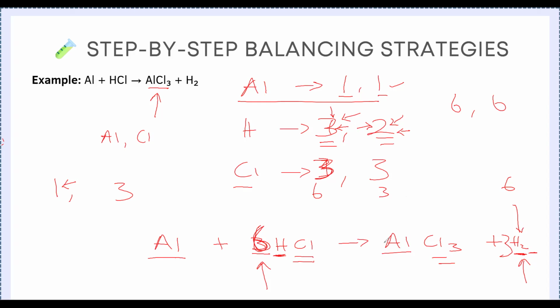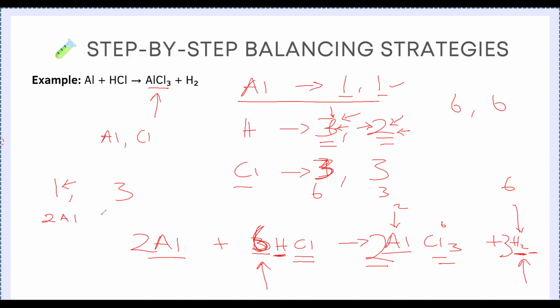So that means I'll have to introduce a coefficient of 2 over here to make chlorine now to become 6 atoms. And since I've introduced the coefficient of 2 to make aluminium to become 2 atoms now, I'll also introduce a coefficient of 2 over here. So now let me write out the full equation to show how it will look.